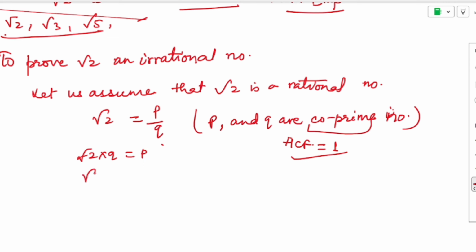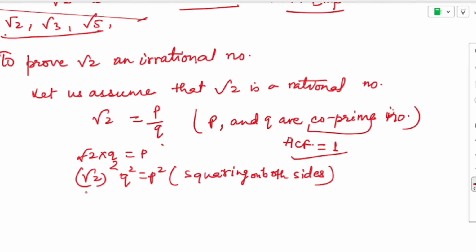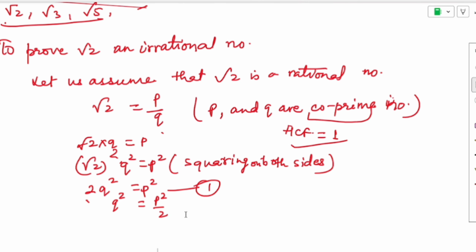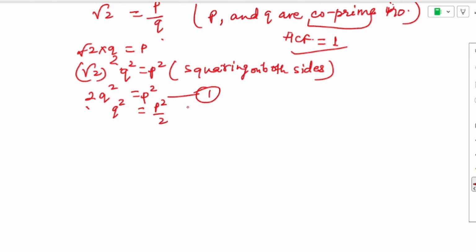Now squaring on both sides we get root 2 square into Q square equal to P square. Here we have to write, it is a must to write, squaring on both sides. Okay, so squaring this root 2 we get 2 Q square equal to P square. This is equation number 1, and from here we can say that Q square is equal to P square upon 2.